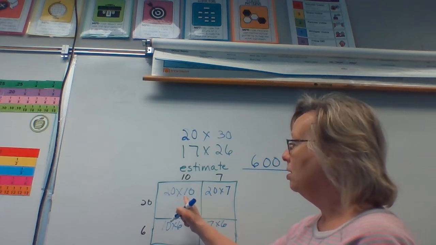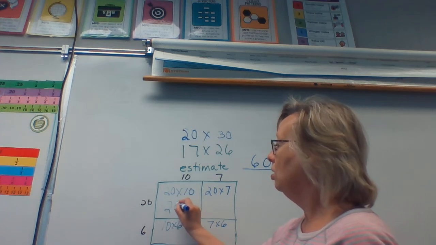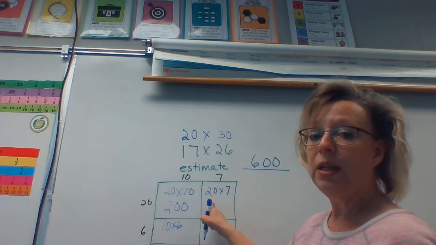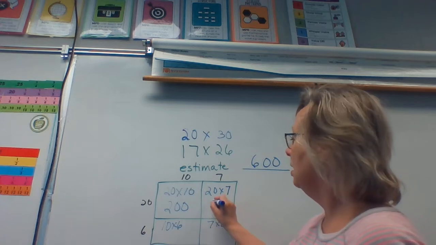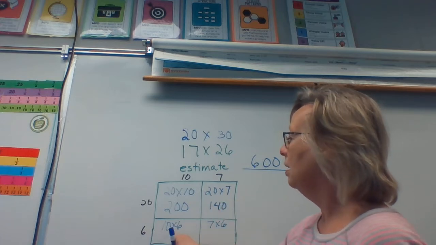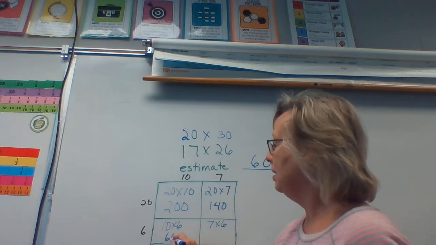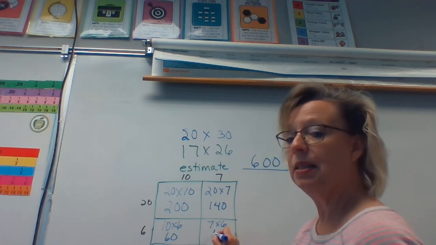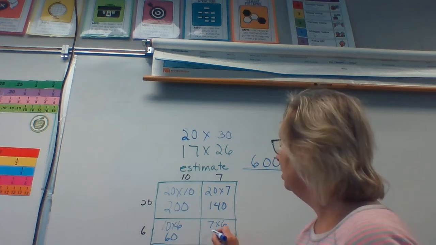I go through and answer. 20 times 10 is 200. 20 times 7 is 140. 10 times 6 is 60, and 7 times 6 is 42.